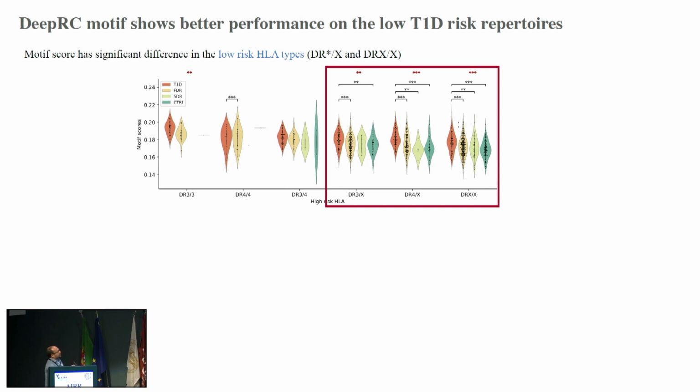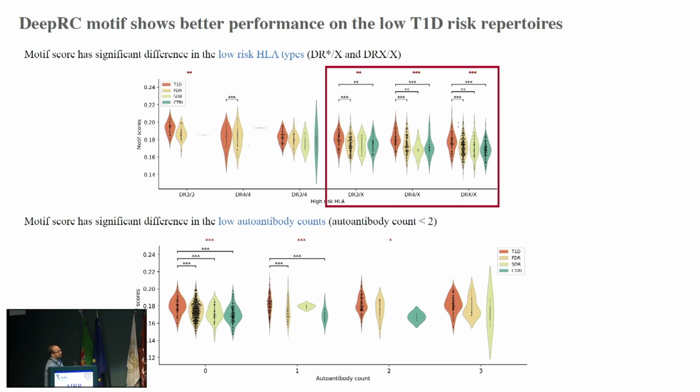So this analysis complements our HLA analysis, where in the HLA analysis we saw that there is a very high association with type 1 diabetes risk, but for the repertoires which don't have a high HLA risk, this deep RC model works better. And the same thing we also saw for the autoantibody counts. So if the person has only 0 or 1 autoantibody, the motif score is much higher for the type 1 diabetic repertoires.